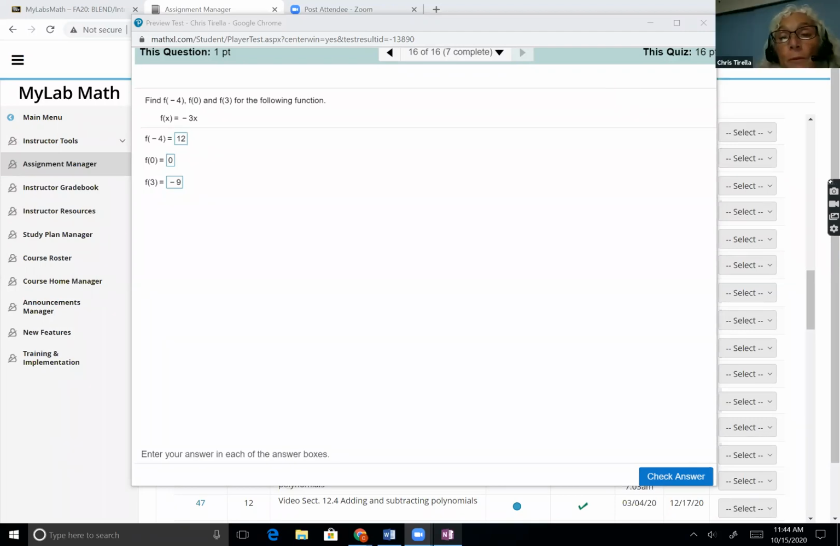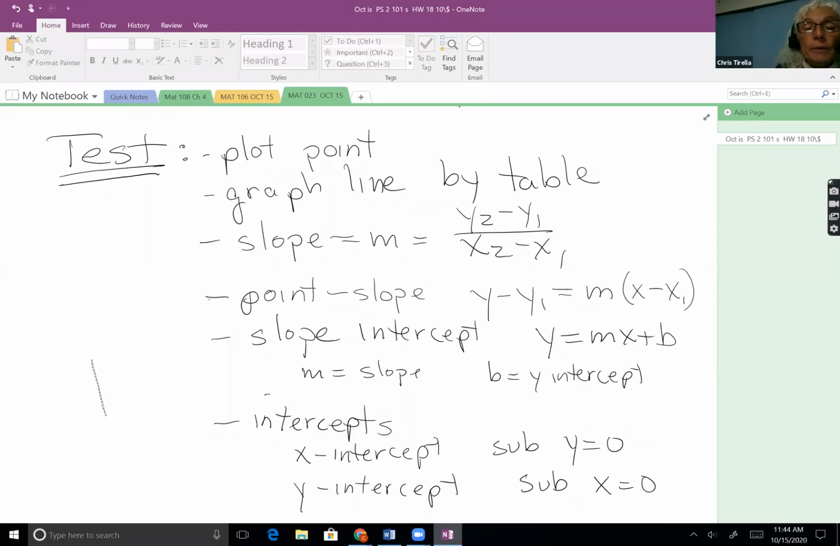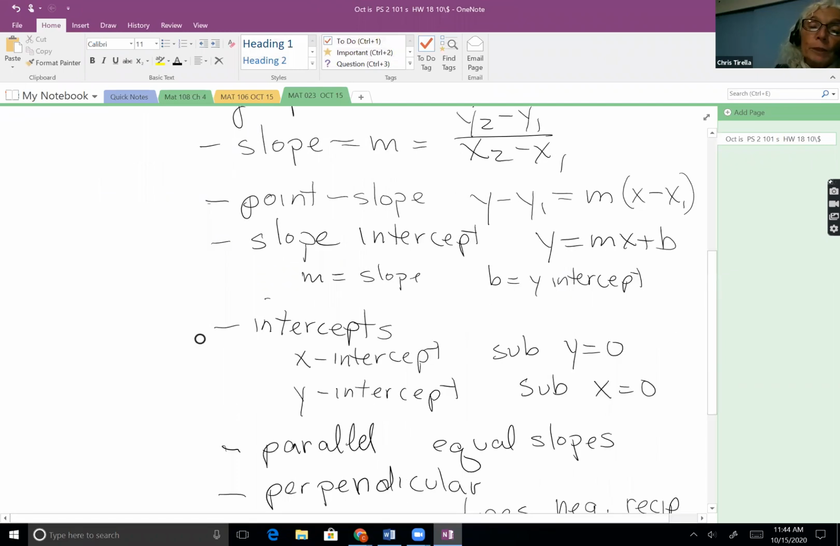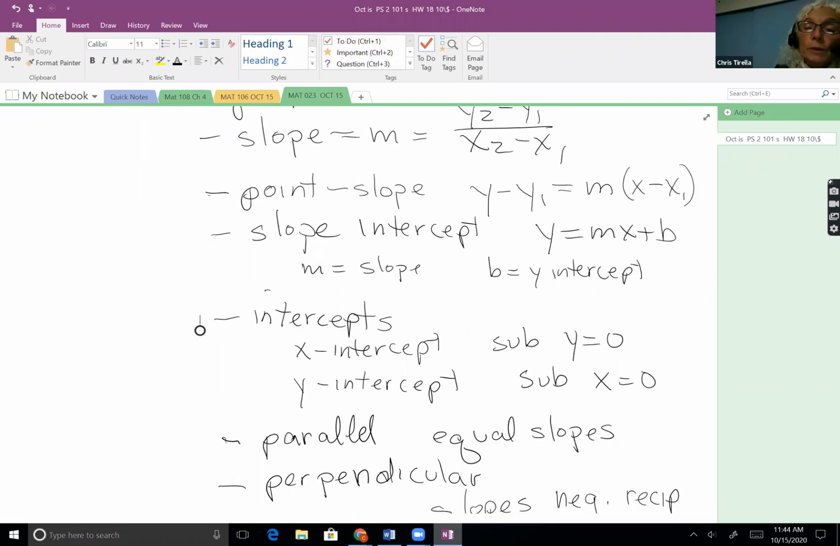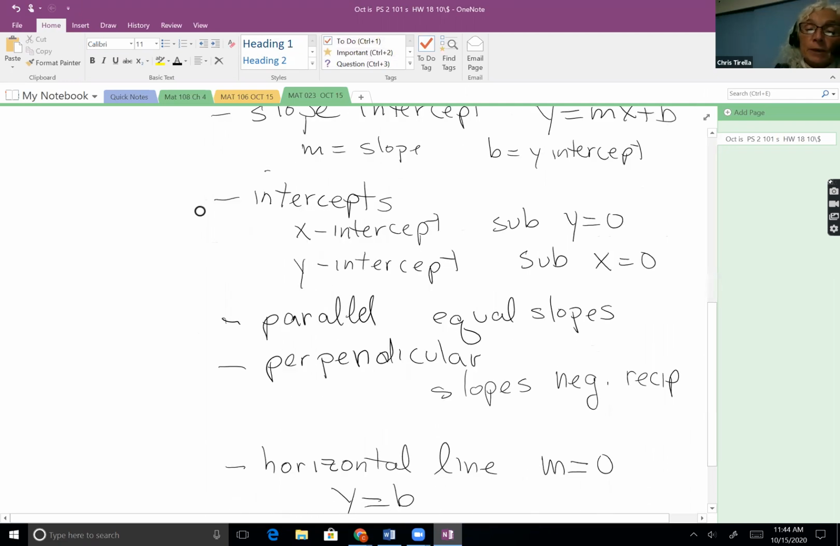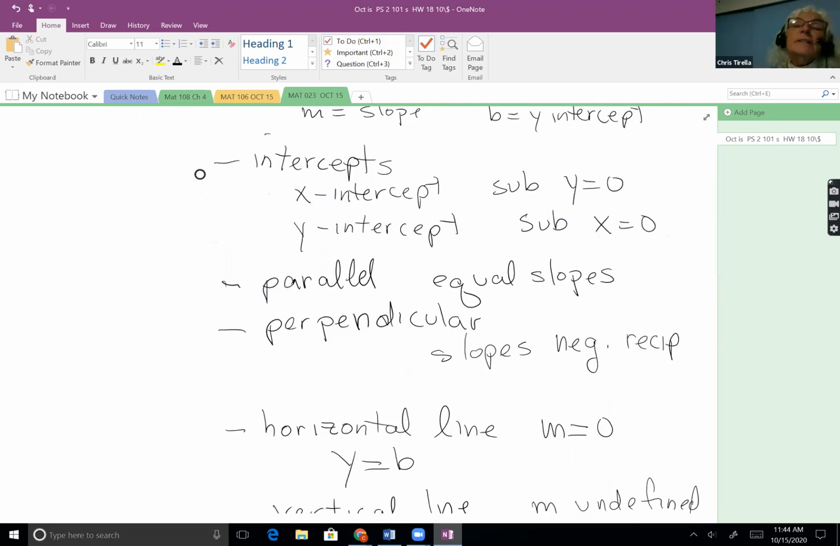What we did before you joined class, Lynn, was we went through and did a real quick review of all of the rules. You have to be able to plot a point and graph a line by a table. We have the slope formula, the point slope formula, the slope intercept formula, how to find the intercepts and all of that. So that would be my Reader's Digest condensed version of what you need to know for this chapter.